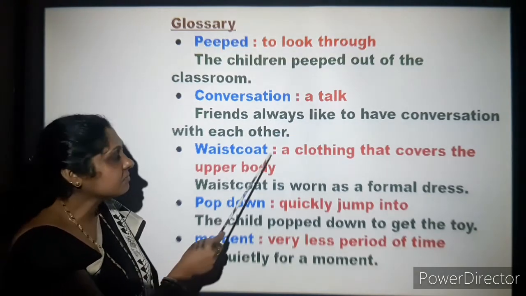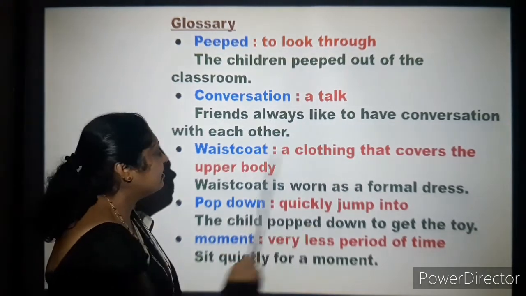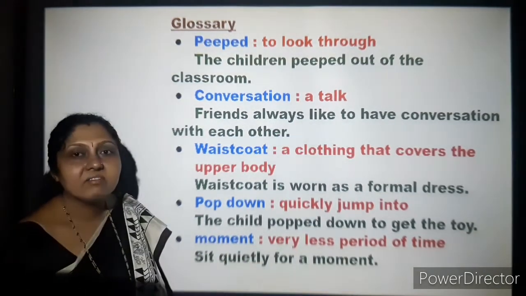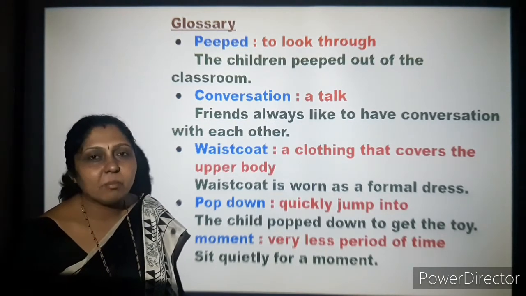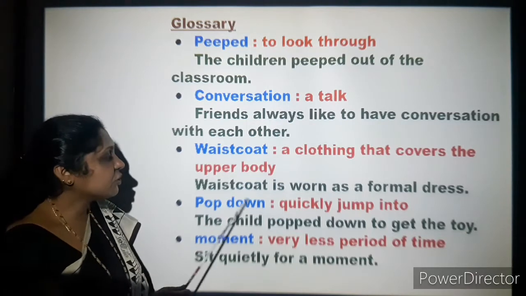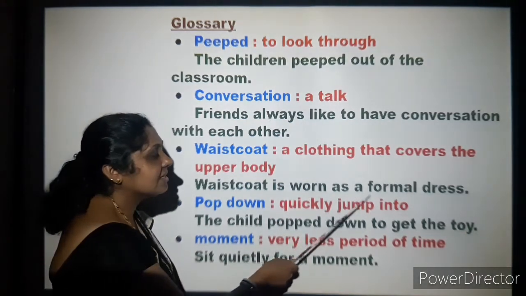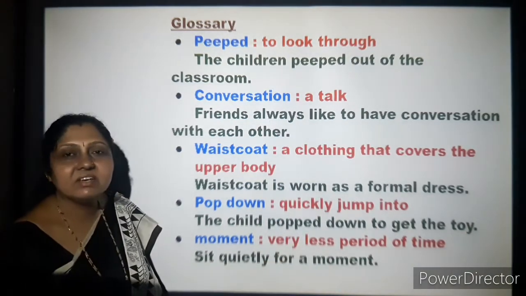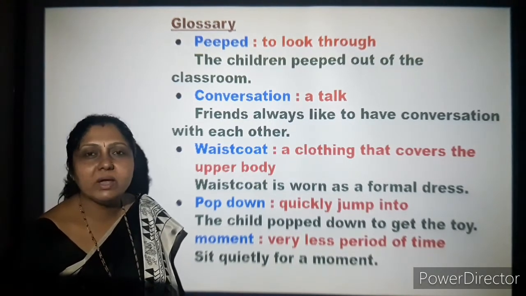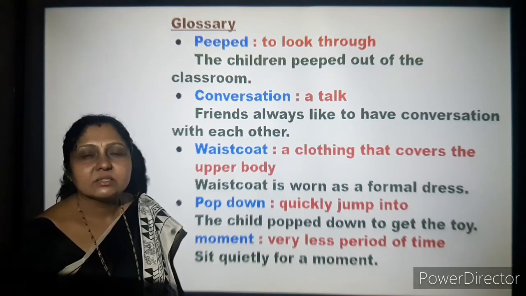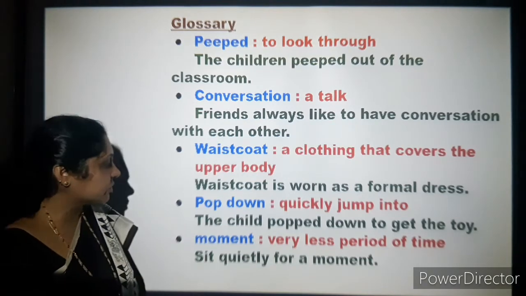Waistcoat. A clothing that covers the upper body. It is the coat that covers the upper body. Waistcoat is worn as a formal dress. When you wear formal dress, then you use this waistcoat.